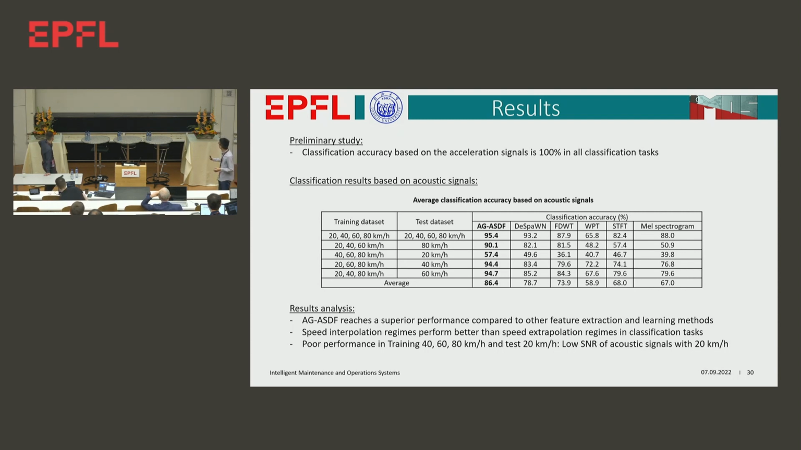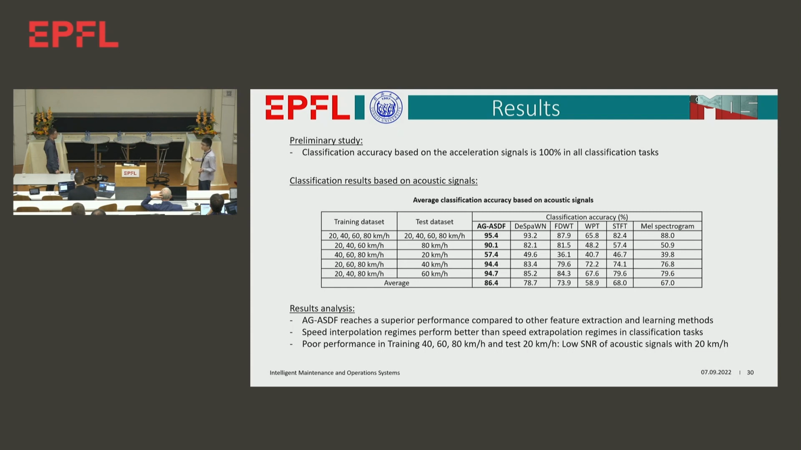And we can see in the table, the AGASDF reaches a superior performance compared to other feature extraction and learning methods. And the second and the third classification tasks are the speed extrapolation regimes. The last 2 classification tasks are the speed interpolation regimes. We can see the speed interpolation regimes perform better than the speed extrapolation regimes in classification tasks.